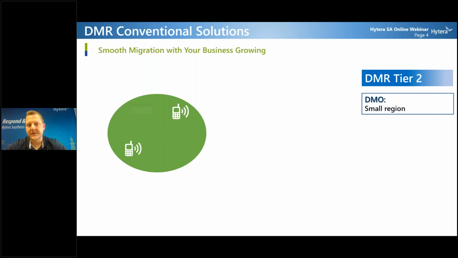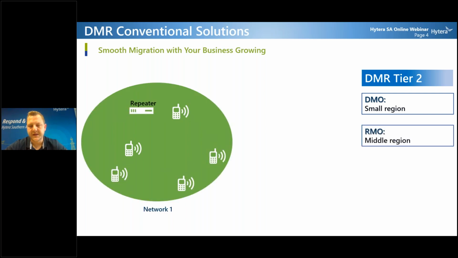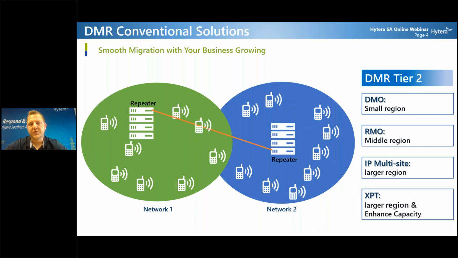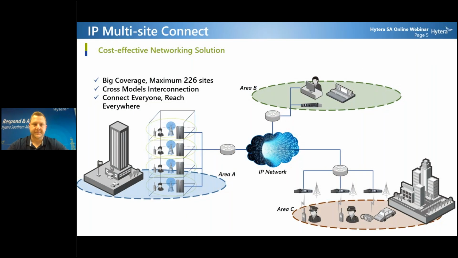Just to highlight again, you would use your radios in direct mode operation with limited coverage. If you introduce a repeater, you expand your communication coverage. And then if you need to expand on that, you can add an additional repeater and link the two repeaters using IP multi-site. And then if you need more traffic or more channels on your system, you can upgrade that existing repeater to an XPT system. And then from the XPT, you can also upgrade to tier 3 light.